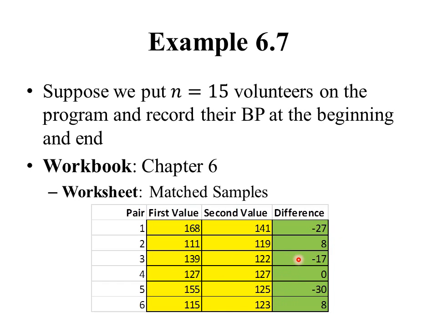This next person dropped 17, the fourth person had no change, the fifth person dropped 30, and the last person had an increase of 8. And so here we have a sample of changes or differences from 6 people.